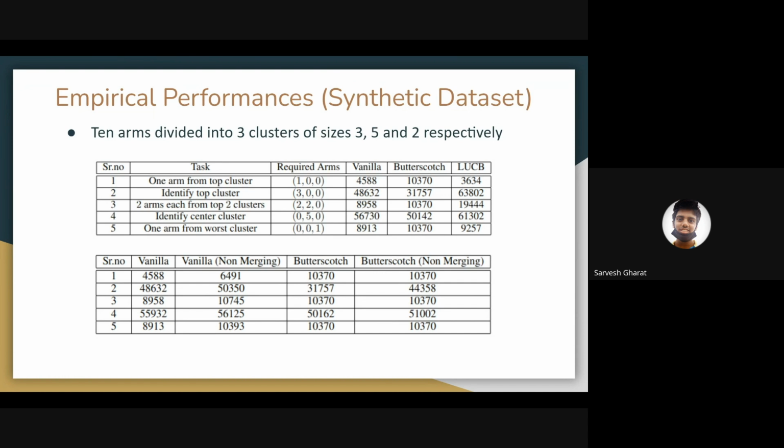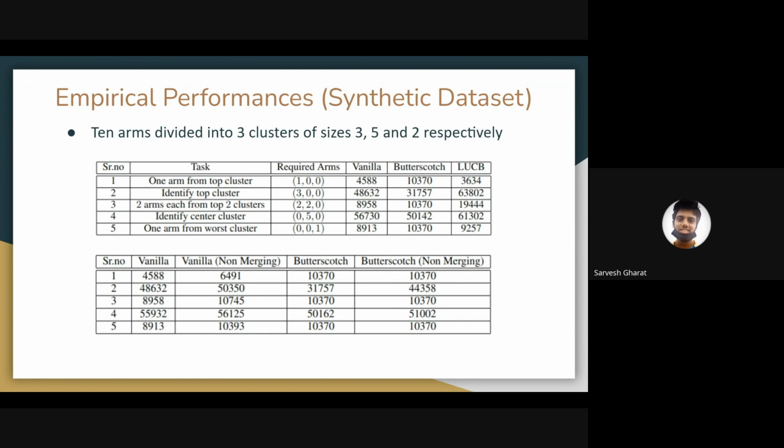But on the other hand, if you want to do a coarse ranking kind of problem, that is, identify all the arms from every cluster, or identify the top cluster, or any complicated problems, then LUCB or UCB-type algorithms will perform relatively worse compared to this algorithm.